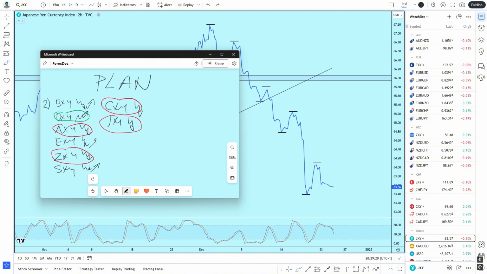Okay, now when we know which currencies are strong and which currencies are weak, we want to look for the perfect currency pair in order to enter a trade, based on this plan here that we just formed. So now what we want to do is to check these currency pairs and to find the best opportunity to trade it.